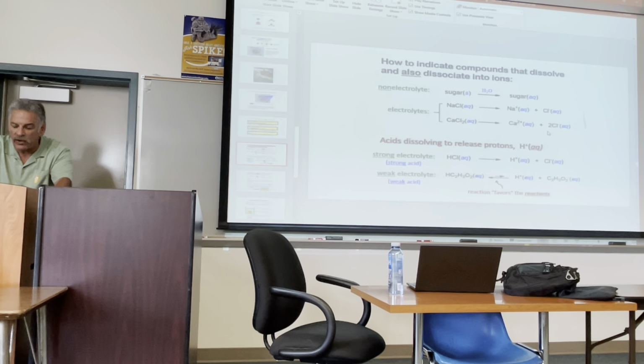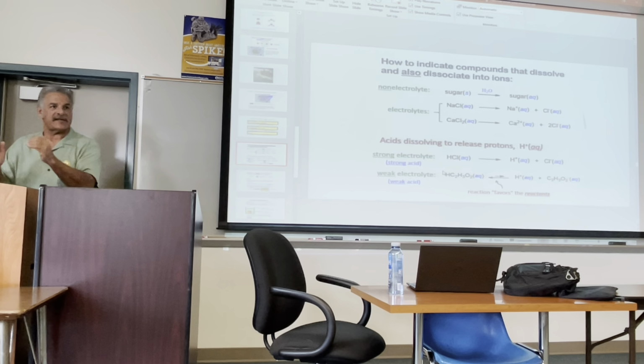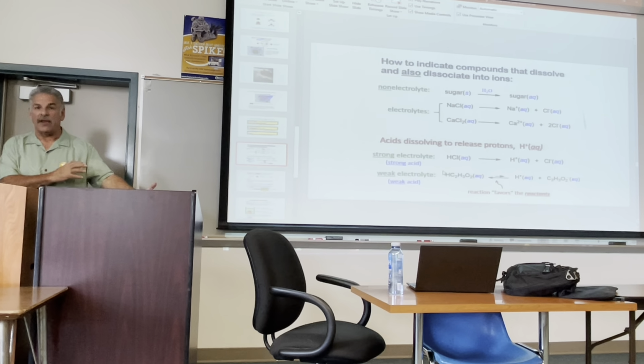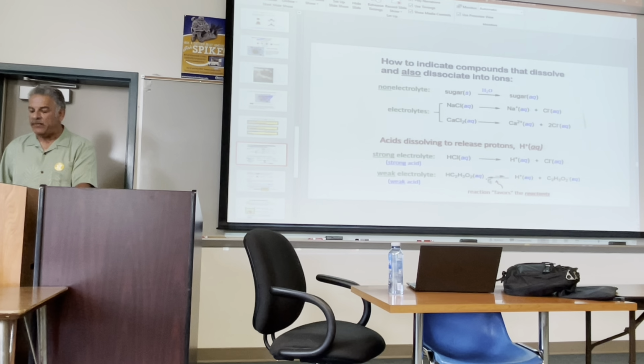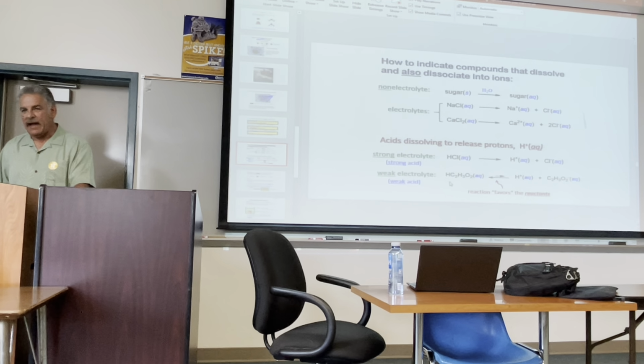Acids dissolving release protons. So a strong electrolyte, like HCl, completely comes apart into H plus, Cl minus. And then weak electrolytes only come apart slightly, and we have an arrow to indicate which one is more favorable. So in this reaction, because the long arrow is toward the complete molecule, the H plus C2H3O2 stays over here more than it comes apart. But you can fix that by taking away the acid part. If you neutralize the H plus, more acetic acid dissociates.